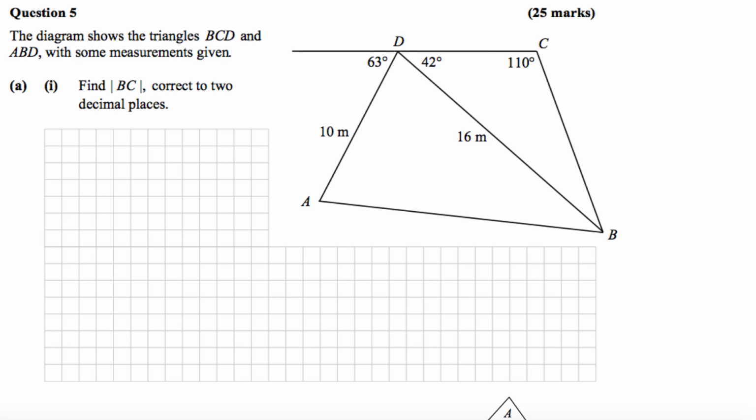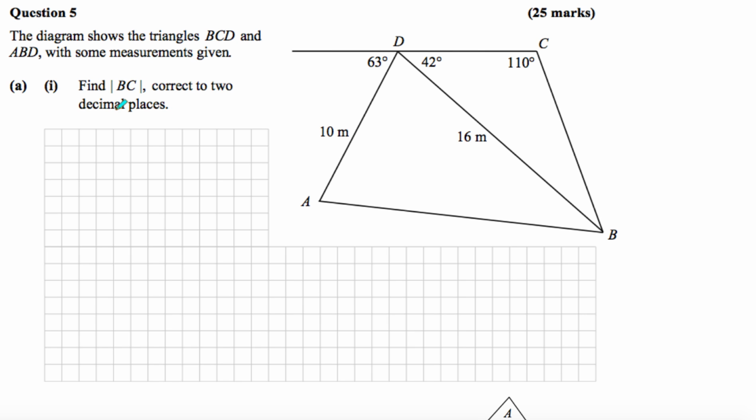So this is the 2015 Leaving Cert Ordinary Level Paper 2, and we're looking at question number 5. The diagram shows the triangles BCD and ABD with some measurements given. So we can see the triangles over here, and you've got some angles on the sides. Part A1 says find the length of BC, correct to 2 decimal places.